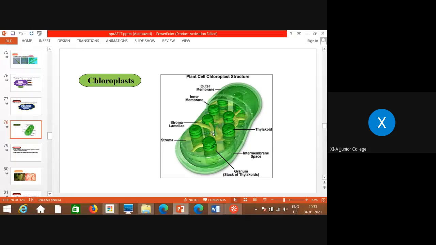This is a single granum. This is also a single granum. Here are the grana. All these grana are connected to each other by tubular structures.